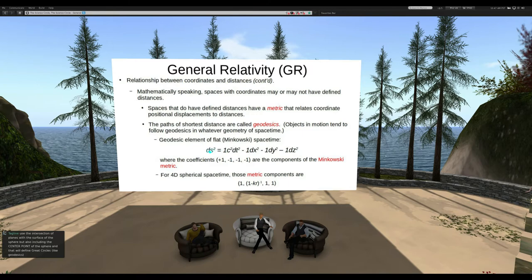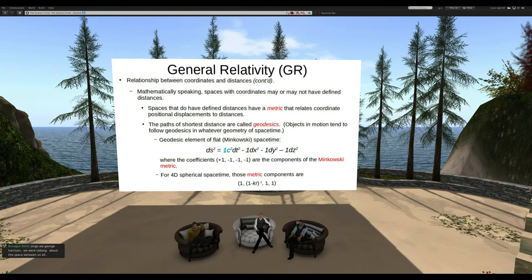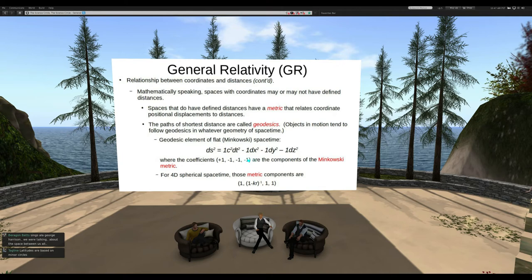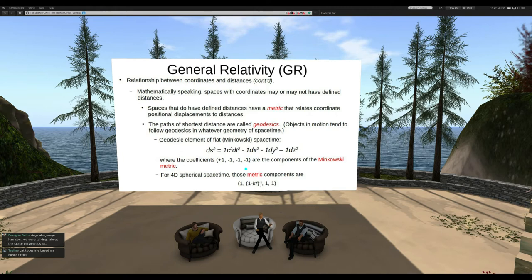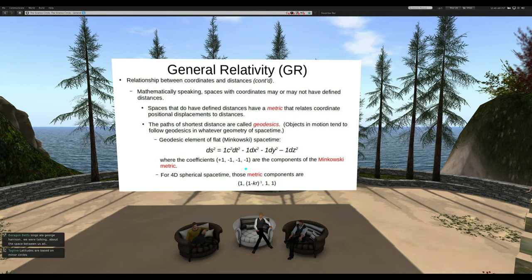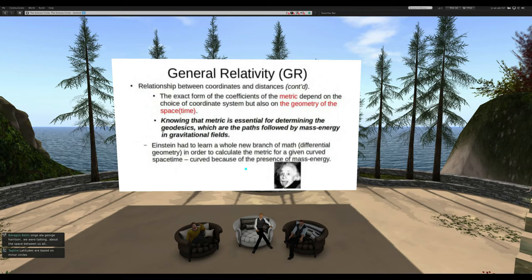Okay, great. The shortest distance in general is called a geodesic in a general space. In Minkowski space-time, the geodesic element is given here, which I've written this equation before, using the numerical coefficients explicitly here. These are the coefficients of that Minkowski metric, at least four of them along the diagonal. In 4D space-time, it's a little different, using what's called the Robertson-Walker metric.